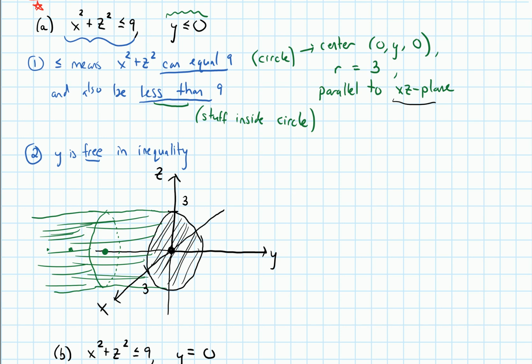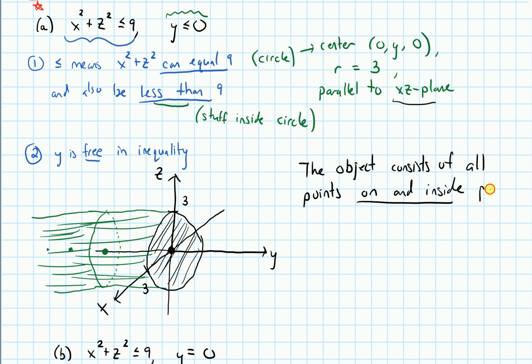So writing that in words, I might write the object consists of all points on and inside. On and inside, what does this shape look like? Well, it's part of an infinite cylinder with a circular base. So by the base, I'm going to talk about this part of it right here. Circular base with center.